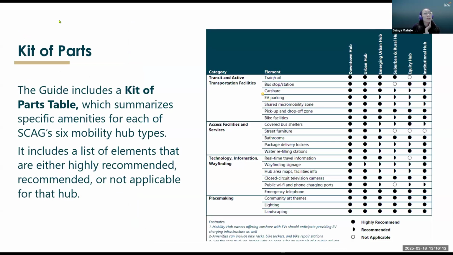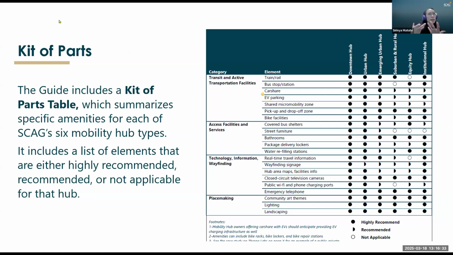And then similarly, I share this table. This is our kit of parts table. The way that we used it was when we were developing conceptual designs for priority projects. We analyzed what kind of hub they should be based on the land use characteristics, and then we were able to go through and figure out what kind of amenities should be there.